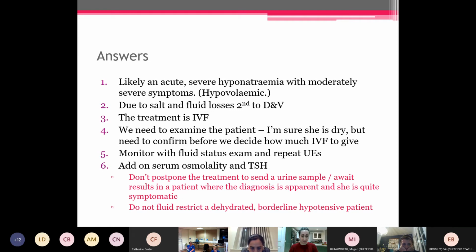We'll add on a serum osmolarity and TSH. We will not be postponing the treatment in order to do any other investigations because this patient clearly needs fluids, and we would never fluid restrict a dehydrated borderline hypotensive patient.